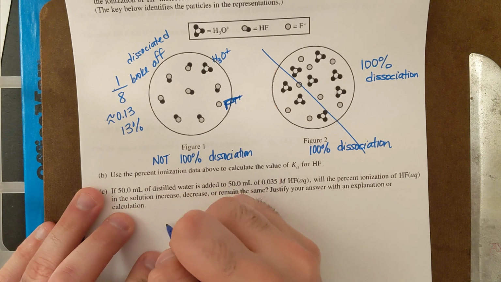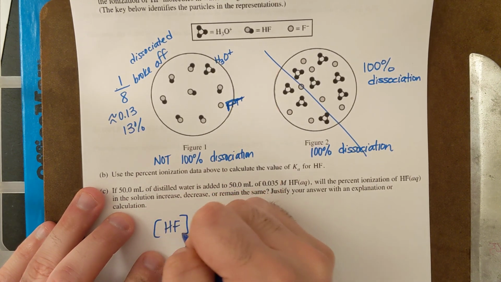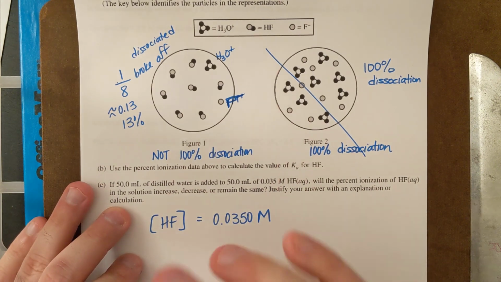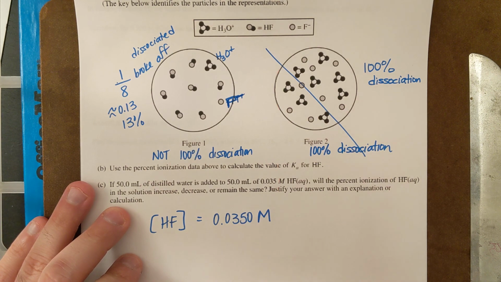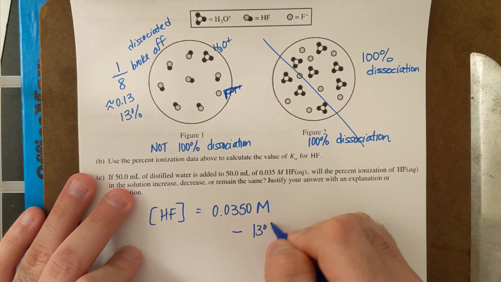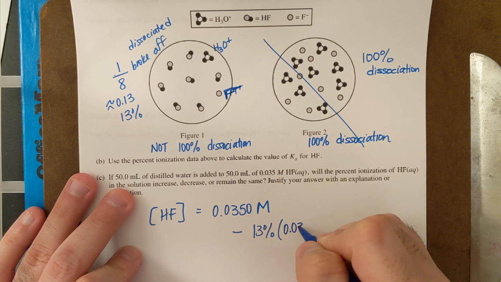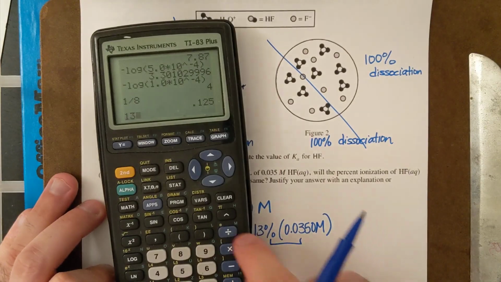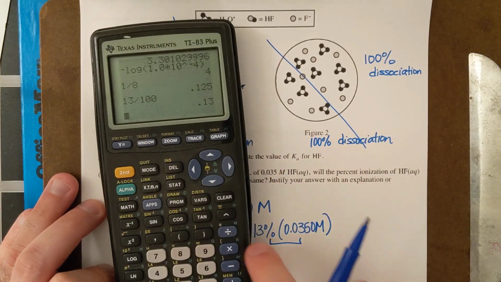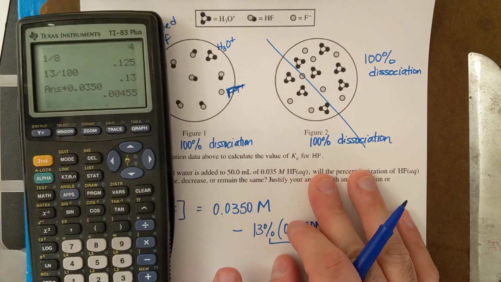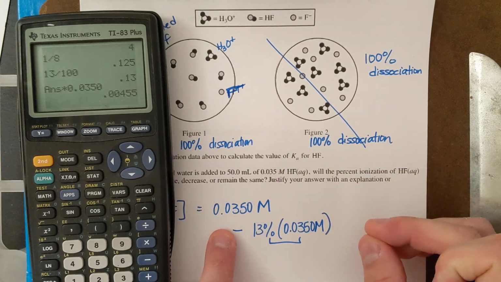Now, my initial concentration of HF is 0.0350 molar. Now, if 13% of this dissociates, I'm going to be subtracting 13% of this, and that's how much H plus I'm making. So I'm going to do 13 divided by 100, times 0.0350. That's actually my value of X. I'm going to subtract this, this is how much is dissociating off.